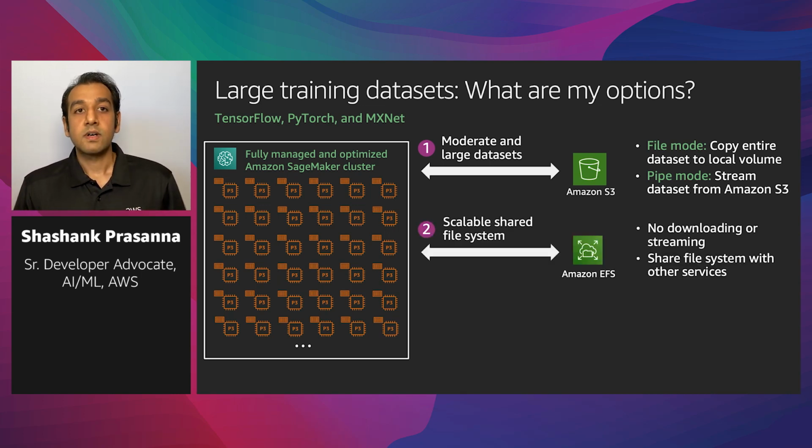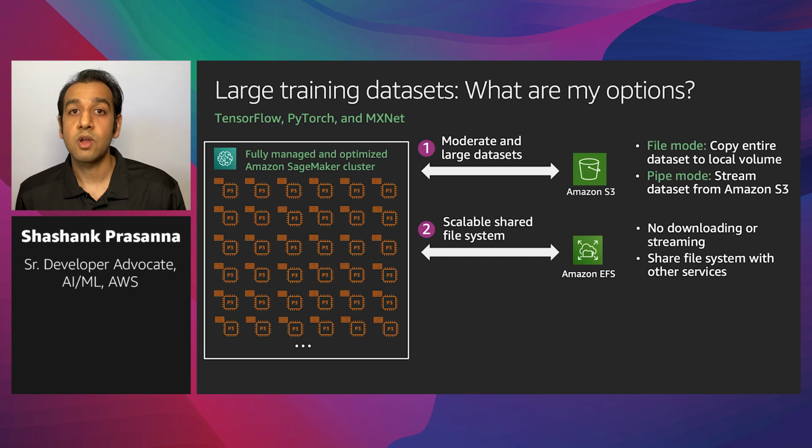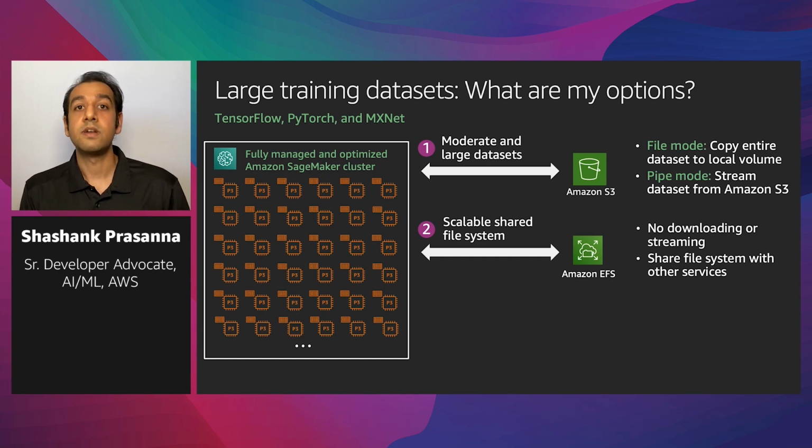Now, if you have a dataset in file storage like EFS because you're using it in other projects and you have teams collaborating on it, you can just mount your file system to Amazon SageMaker training instances. That way your dataset never has to leave your file system, and you can have all training instances access data from your file system. At the same time, you can also collaborate with others in different AWS services that may be consuming the same dataset as well.